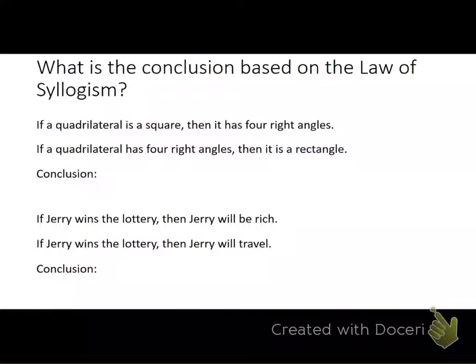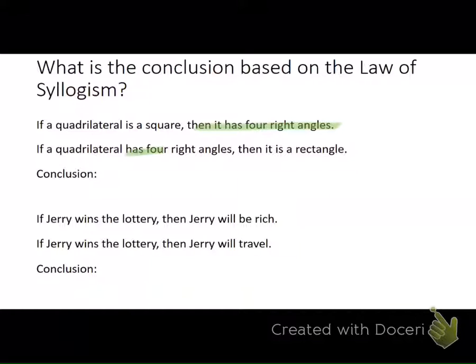All right, so what is the conclusion based on the law of syllogisms? And it has to be valid based on the law of syllogisms. So remember, the law of syllogisms has the first conclusion link with the last hypothesis to be able to form it. So this says, if a quadrilateral is a square, then it has 4 right angles. If a quadrilateral has 4 right angles, then it is a rectangle. What is the conclusion that can be formed there? What's my conclusion? If a quadrilateral is a square, then it is a rectangle, or a square is a rectangle. I would accept both of those. Good job, Madison.